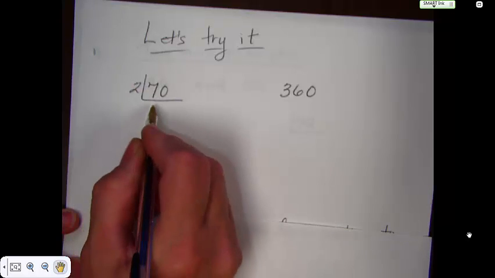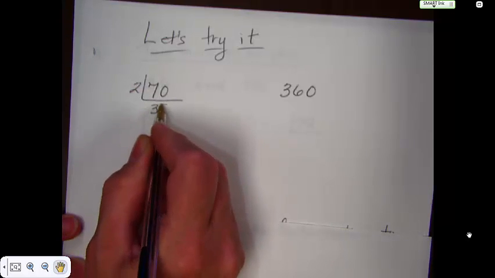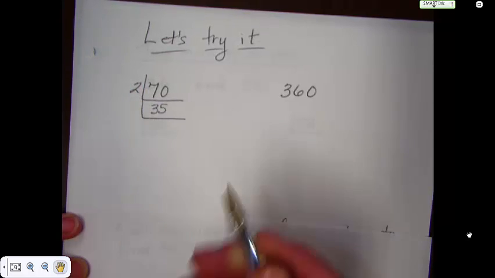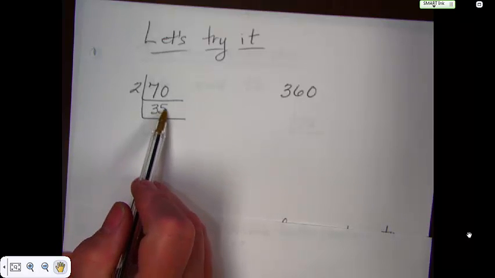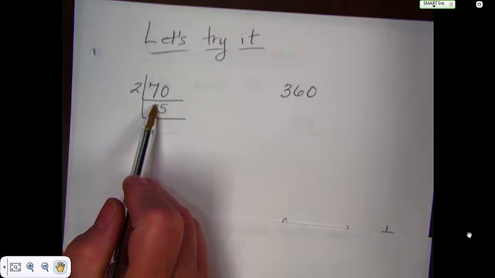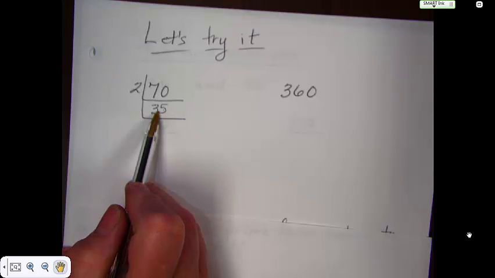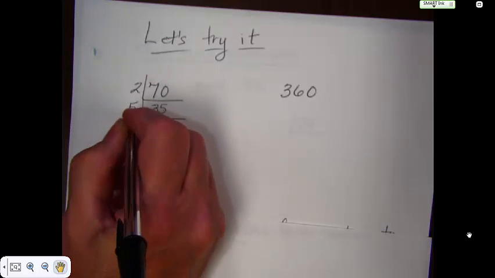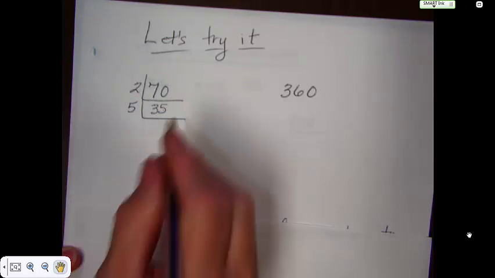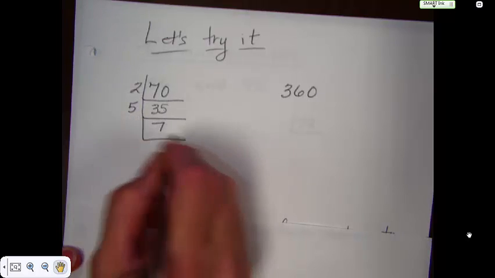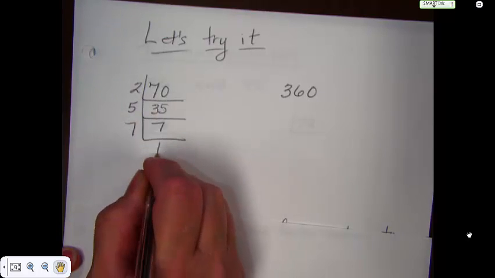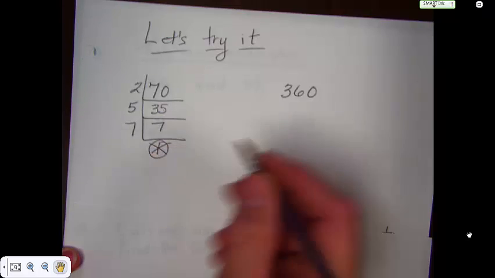So 2 goes into 70. I know that's 35 because 35 and 35 makes 70. This is not divisible by 2 or 3. It is by 5 though, and 5 times what is 35? I think it's 7. And 7 goes into 7 once, and there you go, you're done.